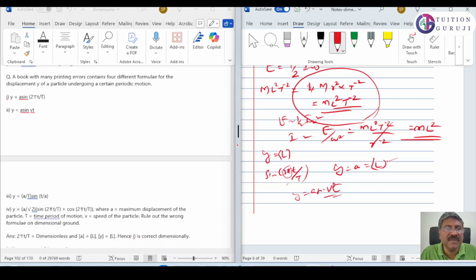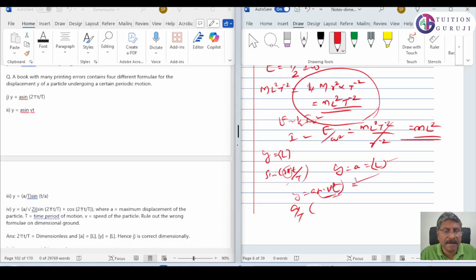The second one is y is equal to A sin v t. Okay. Now, v is actually velocity, so it is L T⁻¹, and the sin v t is not dimensionless, so that is wrong. The third one is y is equal to A by T into sin t by A.